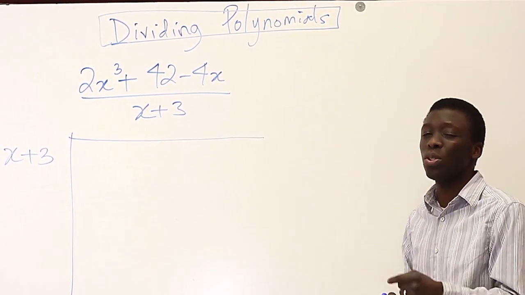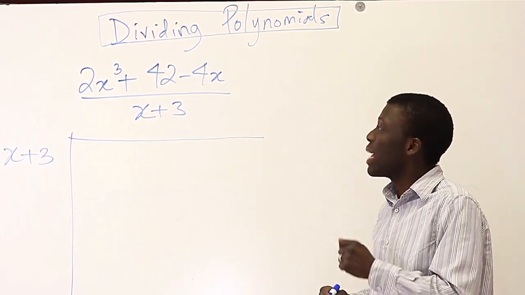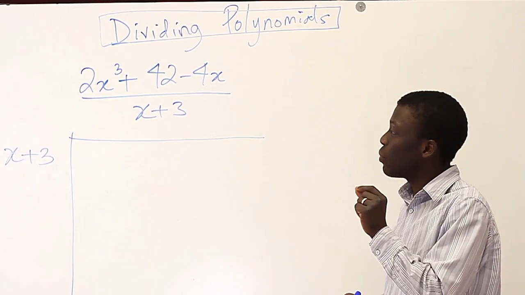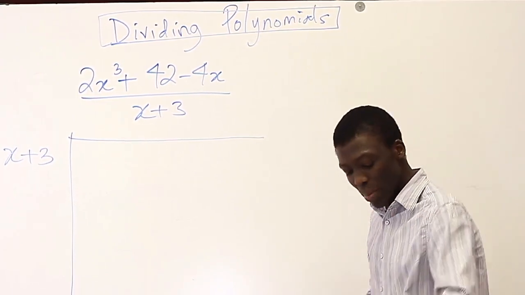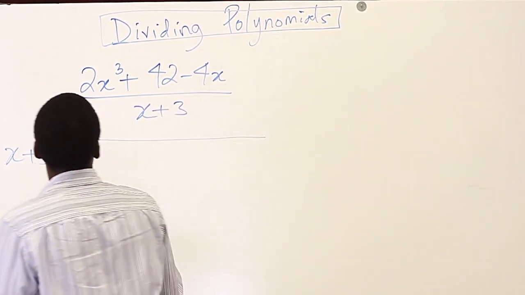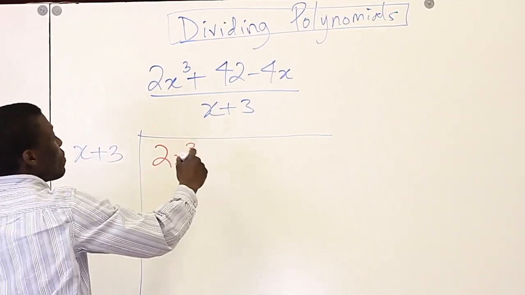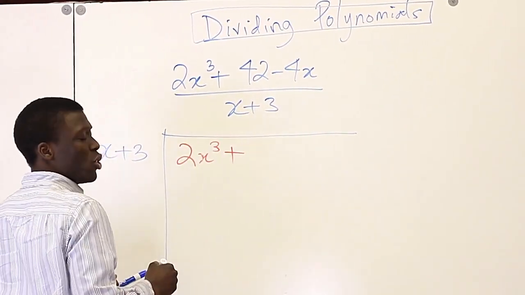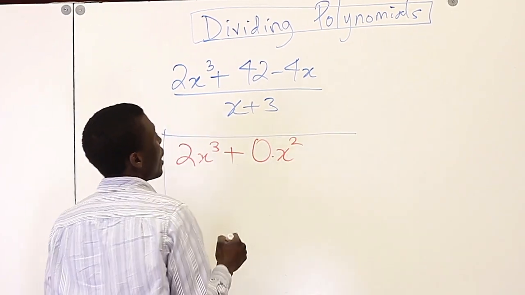The first thing you always want to do is arrange them in decreasing order of the power, okay? And if you don't have one represented there, then 0 should be the coefficient of that one. Here's what I mean. So we have 2x cubed, right? That's the first, the highest power. Well, what's the next thing? It should be x squared, right? Well, put a 0 x squared, okay?